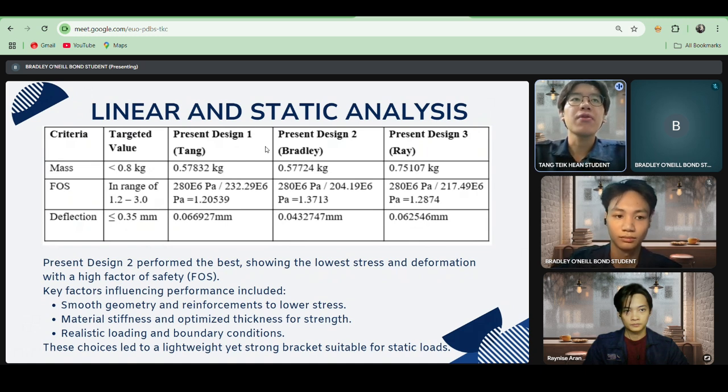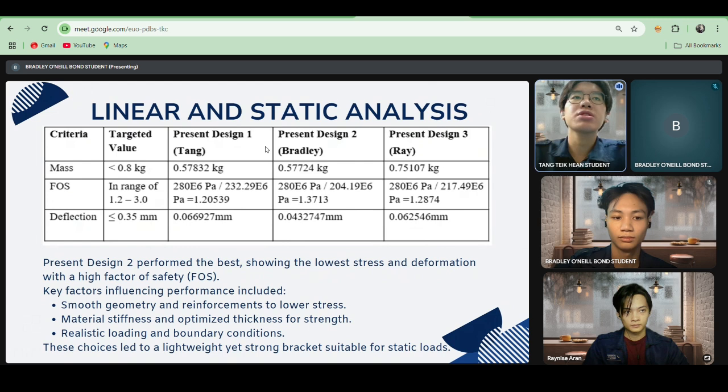For the FOS, which is factor of safety, design one shows the lowest factor of safety, which is 1.20539, and design two shows the highest factor of safety, which is 1.3713, and design three is 1.2874.